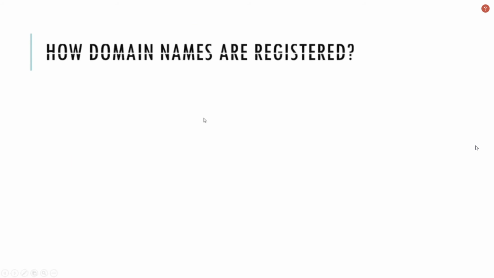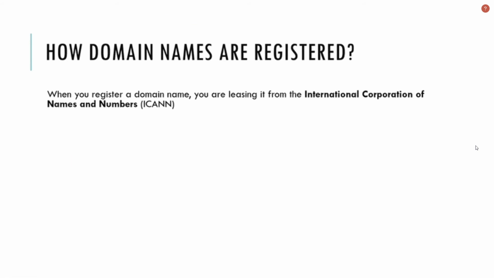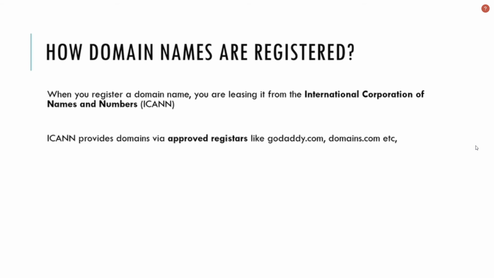Now let's talk about how domain names are registered. Whenever you register a domain, you are actually leasing it from ICANN, the Internet Corporation for Assigned Names and Numbers. To quote from Wikipedia, ICANN is a non-profit organization responsible for coordinating the maintenance and procedures for several databases related to the namespace. So they are responsible for maintaining the top level domains like .com, .in, .de, etc.